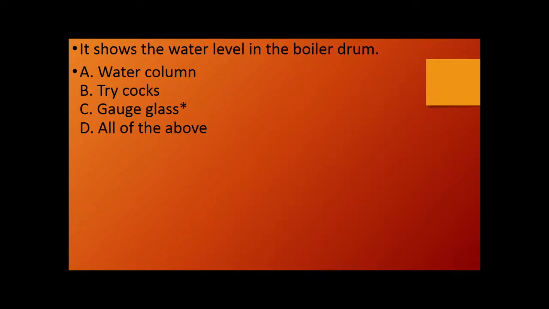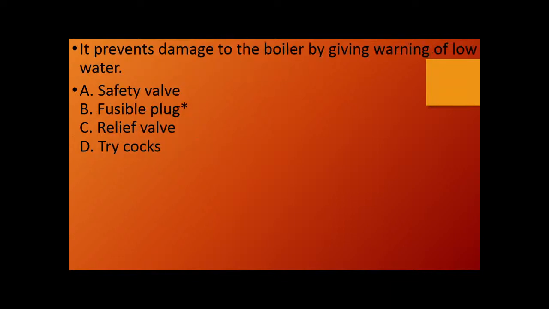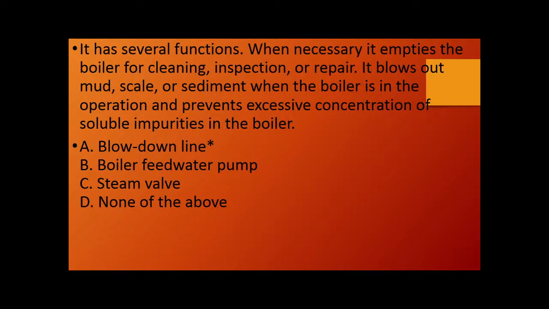It shows the water level in the boiler drum. Answer, gauge glass. A commonly used device for measuring temperature differences at high temperatures: answer, thermocouple. It prevents damage to the boiler by giving warning of low water: answer, fusible plug. The science and technology concerned with precisely measuring energy, enthalpy rather: answer, calorimetry.